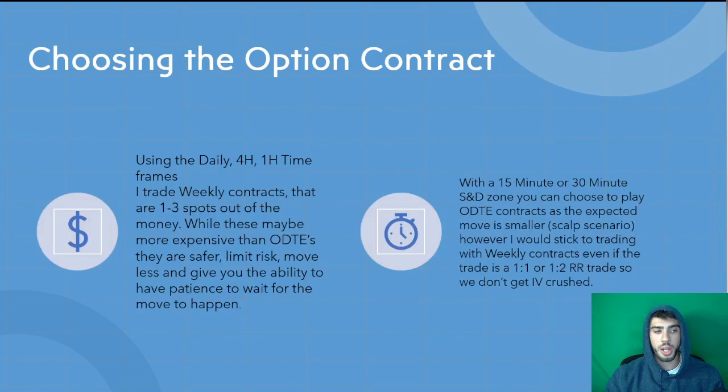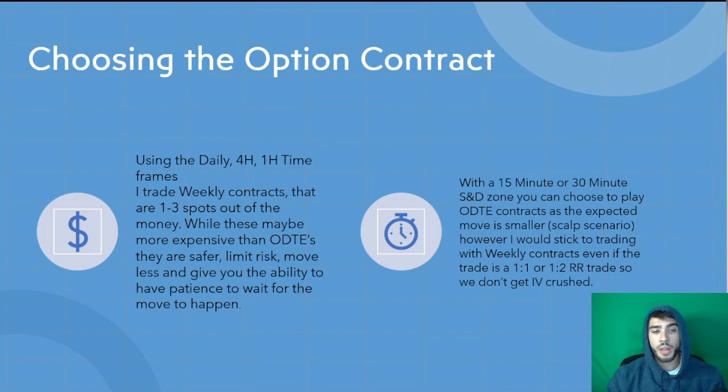Choosing the right option contract. So when I find supply and demand zones using the daily, the 4-hour, or the 1-hour time frame, I trade weekly contracts that are 1 to 3 spots out of the money. While these may be more expensive than 0 DTEs, they are safer, limit risk, move less, and give you the ability to have patience to wait for the move to actually happen. You can choose to trade 0-day expirations. In my opinion, it's just not worth it.